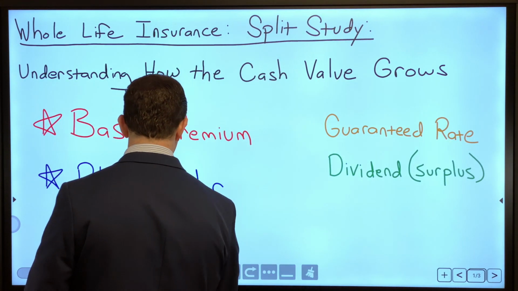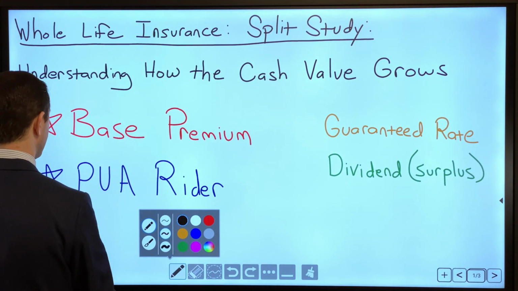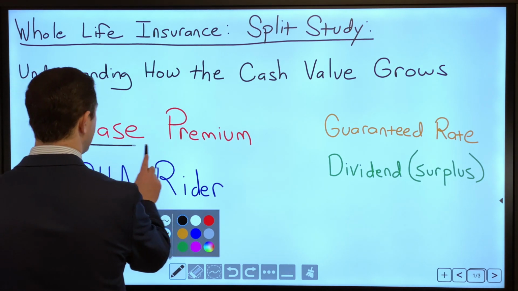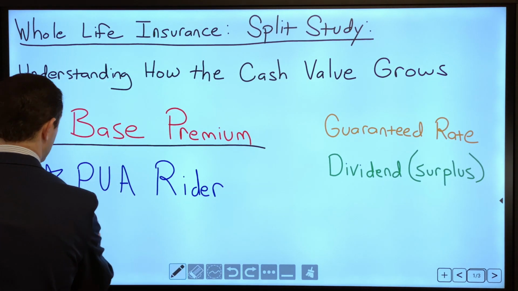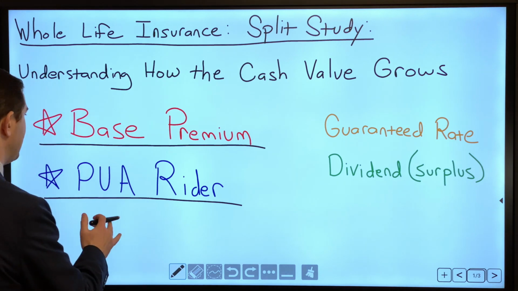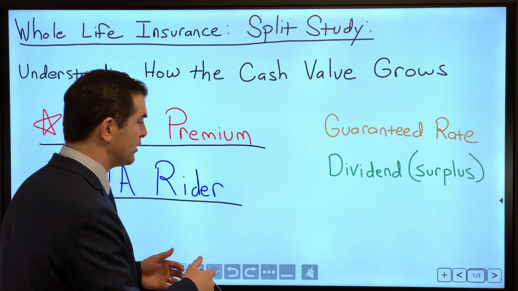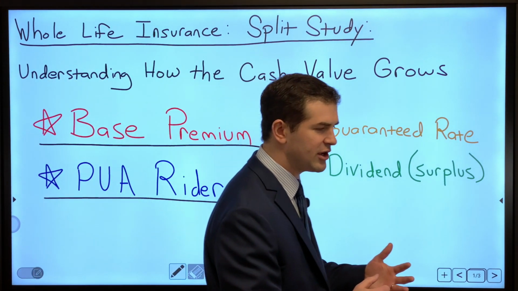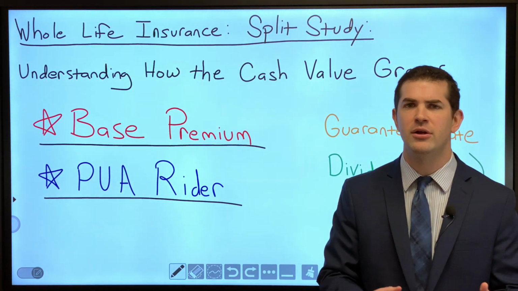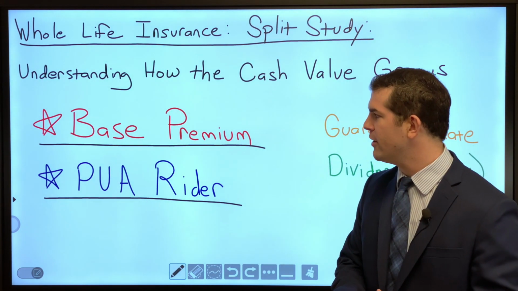So whenever we have a policy, what we're going to go through here is understanding how different areas in a life insurance policy actually work. Because I have my base premium and my PUA rider. Those are my two main components. May have a term rider attached as well, but that'll be minimal. These are the two main areas.